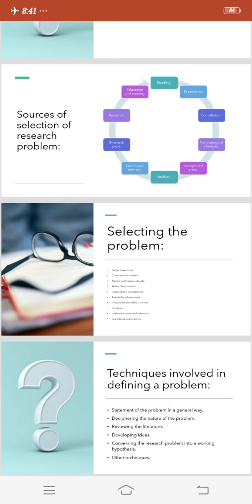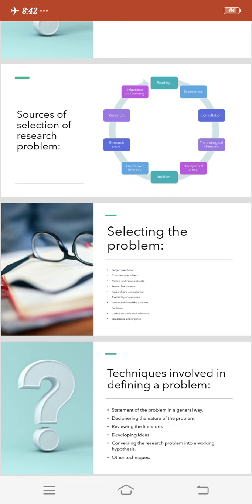Next one is researcher interest. Here, the researcher's interest in the problem is influenced by his or her educational background, specialization, sensitivity and outlook. These play a crucial role in selecting a research problem.